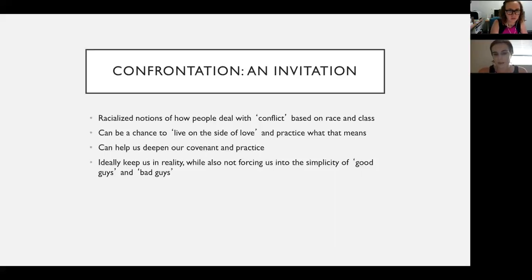Ideally it keeps us in reality while also not forcing us into the simplicity of good guys and bad guys, right? That's that piece about who can actually give you what you want. How can that actually happen? And you need to have a stronger understanding of who's good guys and who's bad guys, right? What is institution and what is individual actors? Individual actors can make very problematic, violent choices. They're also part of a system. And then finally, that piece about how it can help us deepen our covenant and practice.